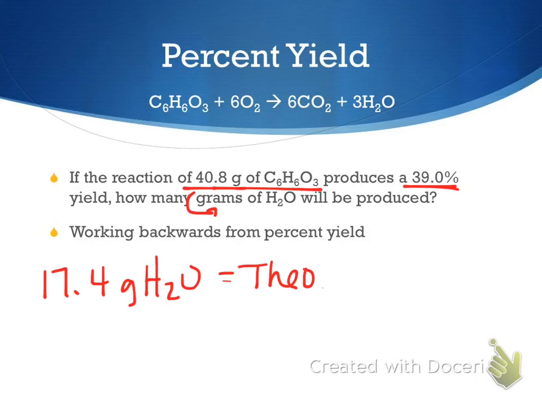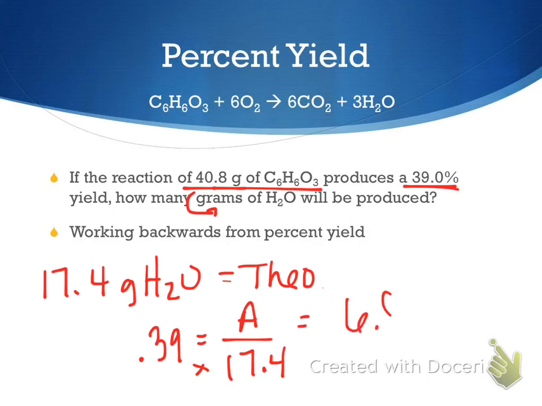Okay, so as I set that up, I take 0.39 equals actual over theoretical. I use 0.39 because it needs to be in a percentage, right? My theoretical yield was 17.4. If I need to get actual by itself, what do I need to do mathematically? I need to multiply those two things together, and I got about 6.8 grams of water. Questions? Okay.